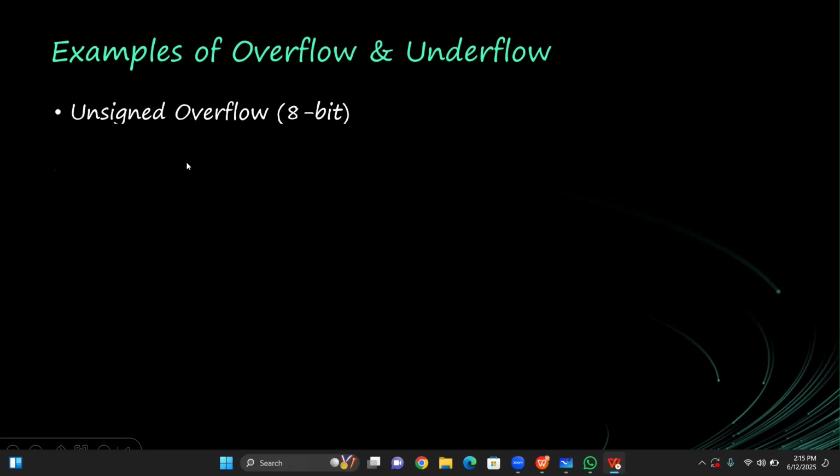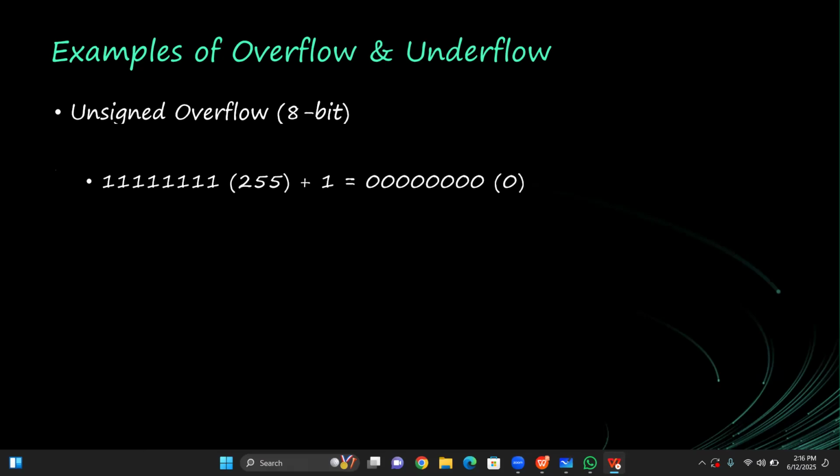When you have an unsigned overflow, here we have 255 in unsigned integer. When you add 1 to it, there will be an overflow because 8 bits can only take from 0 to 255, if you remember. So 255 plus 1 will be 256. That means 8 bits can no longer take it because it is beyond what it can take. So there will be an overflow.